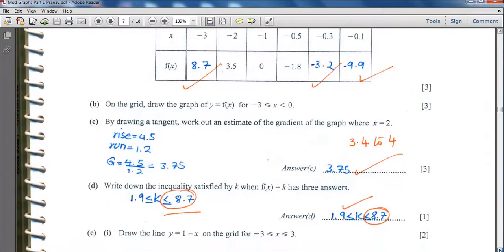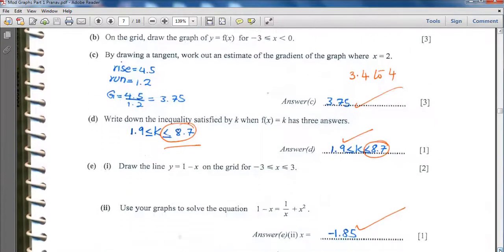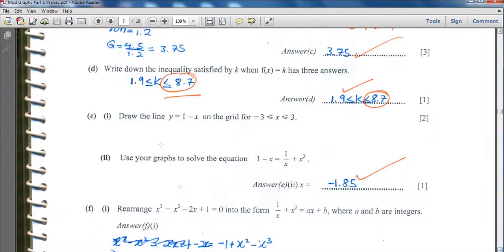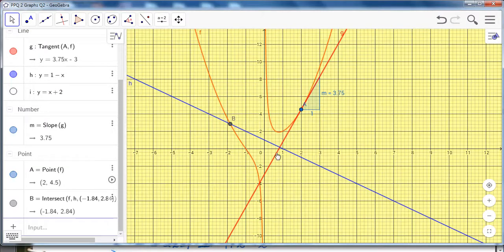Moving further, draw the line. Alright, so we are at part E. Draw the line y is equal to 1 minus x on the grid, which is this line. So that's the line. Sorry, that's not the line. That's the tangent. This, yeah, this blue color line. This is the line 1 minus x, which is drawn on the graph.